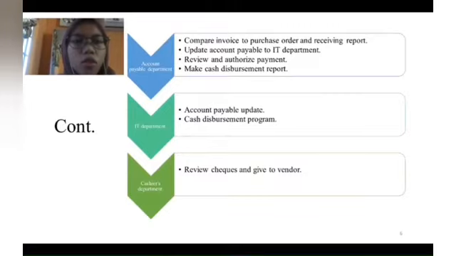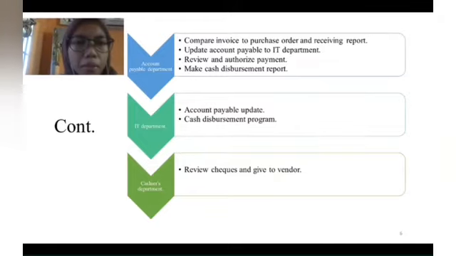Okay, continue to the account payable department. So, account payable department will compare invoice to purchase order and receiving report. They also will update account payable to IT department, review and authorize payment and make cash disbursement report.